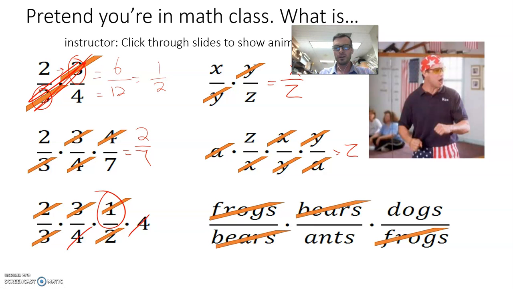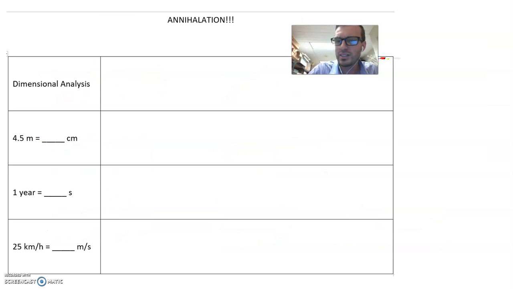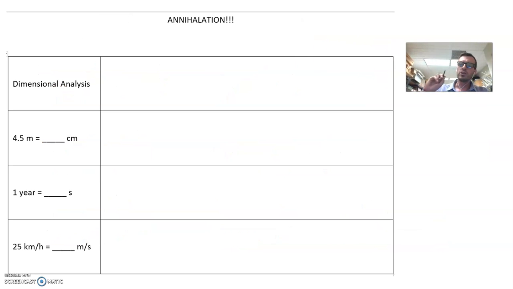If you have a bear on the top and the bear on the bottom, annihilate him. And the answer is dogs over ants. What does this have to do with physics, Mr. Simpkins? Well, if we convert units, we can use the strategy of annihilation to do so quite easily. All right, let me give you an example.